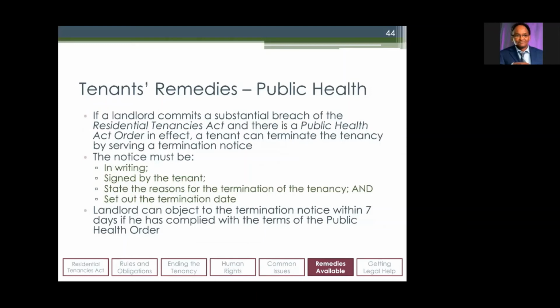So if there is a substantial breach by the landlord and there is a public health order in effect, and again, you can get this order by calling Alberta Health Services and getting an inspector to come out, an inspector would come out and do a report.